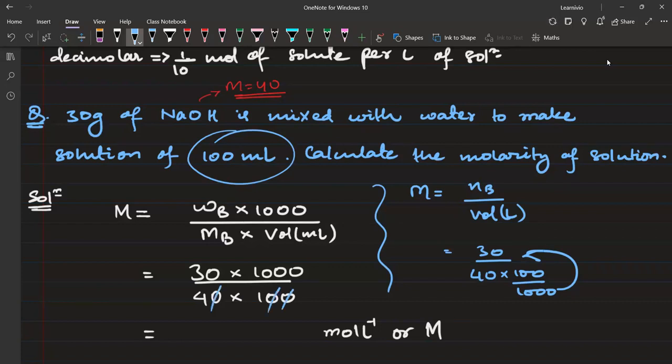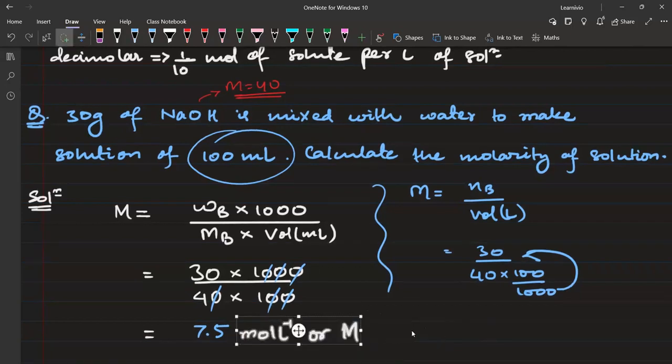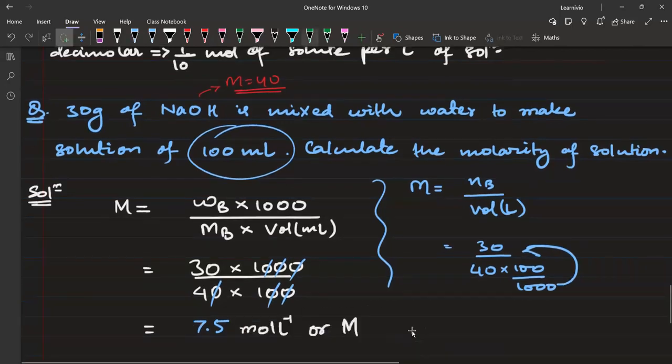So the zeros will be cancelled. 30 upon 4. 7 fours are 28, remainder is 2, and then 5 fours are 20. 7.5 moles per liter or 7.5 molar. This will be the answer. Will you please copy this down, Rishita and Noha. Noha, समझ में आया? Yes, sir.